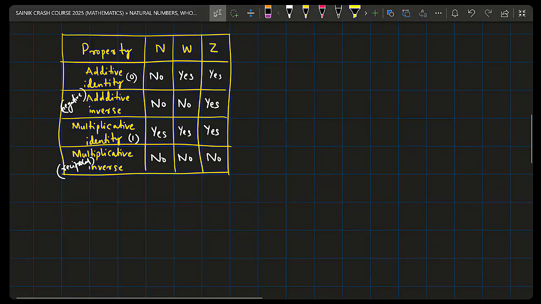Mayuk? Yes, Mayuk? So can you give an example of multiplicative inverse in rational numbers? Actually, rational numbers are not there in your syllabus, no? 2 by 3 is called a rational number. The reciprocal of 2 by 3 will be 3 by 2. So it is also there in the rational numbers. You need not learn about rational numbers in your syllabus. Up to integers is enough.